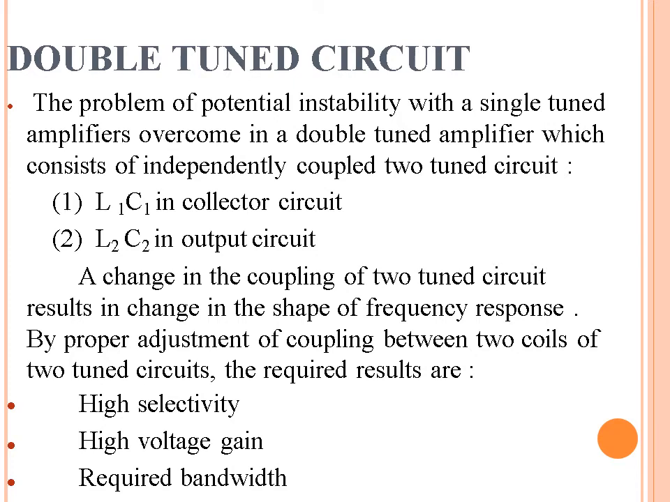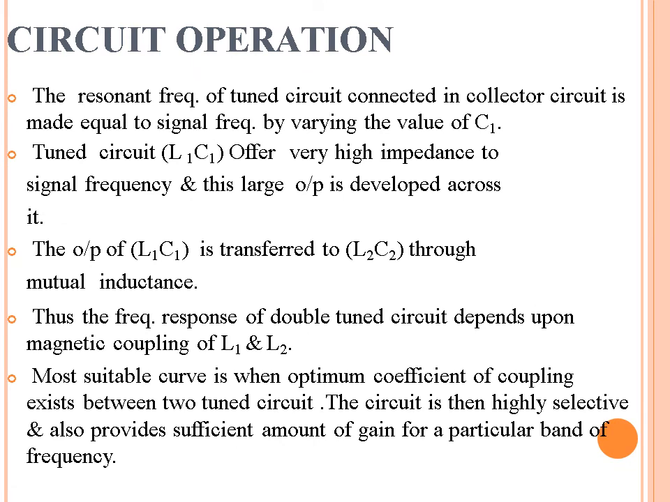These are the two tuned circuits which are used in the double tuned amplifier circuit. A change in the coupling of the two tuned circuits results in a change in the shape of the frequency response. By proper adjustment of coupling between the two coils of the two tuned circuits, the required result will be high selectivity, high voltage gain, and the required band.